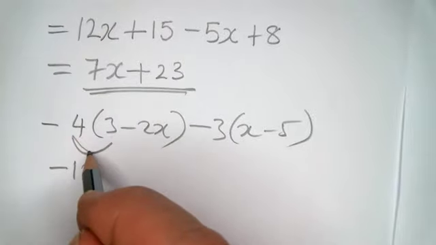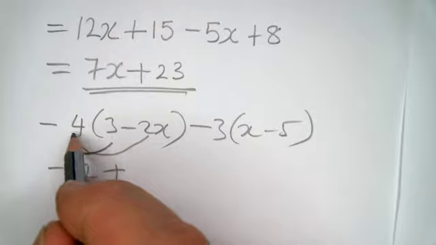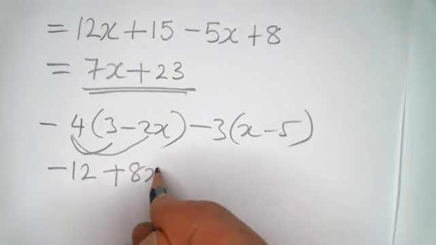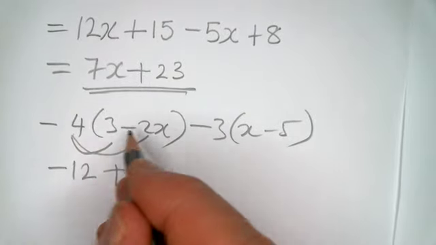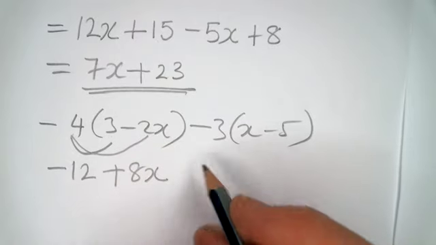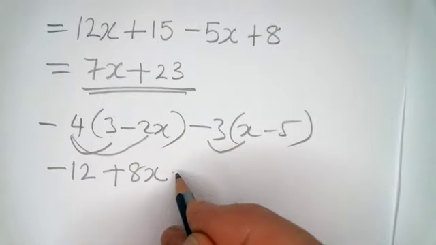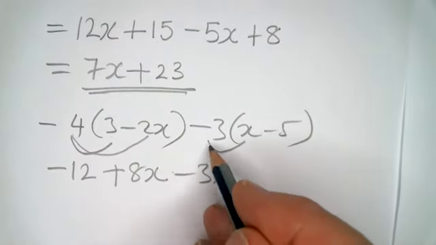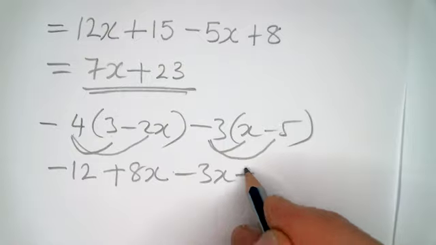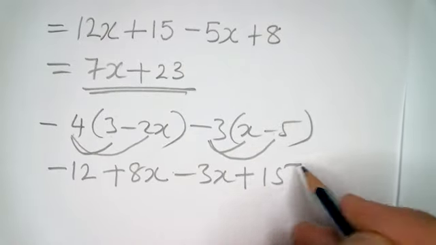We've got a negative 4 times negative 2x. Well, negative times negative is a positive. 4 2s are 8, and it's got an x. 4 lots of 2x, 2x plus 2x plus 2x plus 2x, is 8x. Minus, now this is important, negative 3 times x is negative 3x. Negative 3 times negative 5 is positive. 2 negatives make positive. 3 5s is 15.